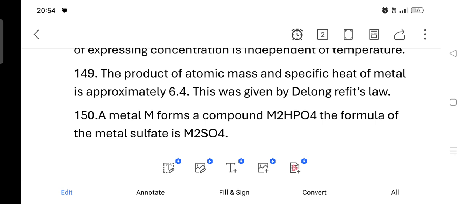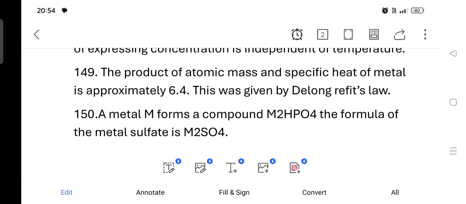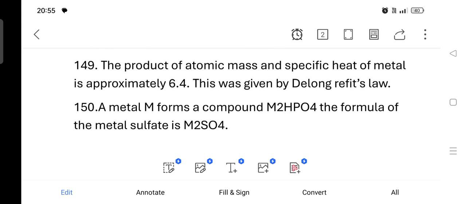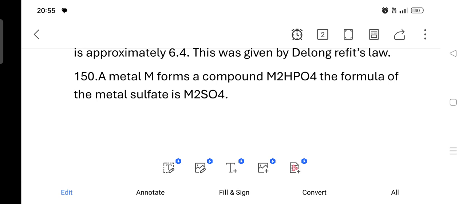The product of atomic mass and specific heat of a metal is approximately 6.4. This was given by the Dulong-Petit law. A metal M forms a compound M2HPO4. The formula of the metal sulfate is M2SO4.